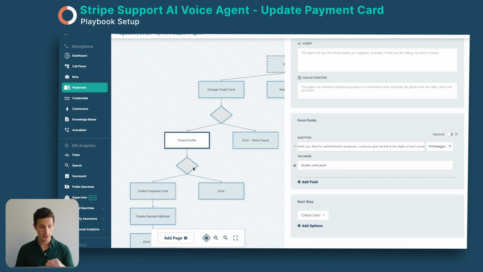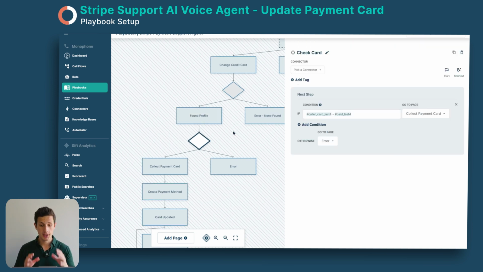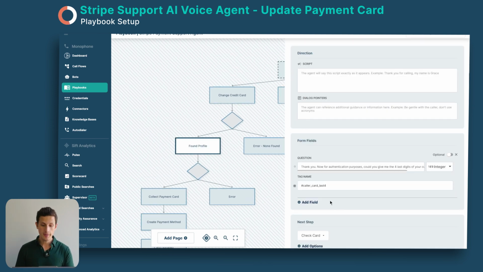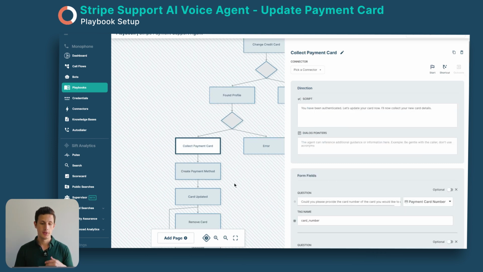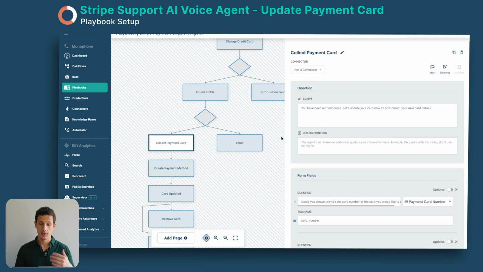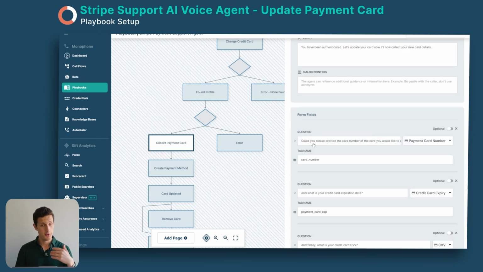And then we have a logic node again. As you can see here in this logic node, we're basically checking what we got from the caller in this tag against the tag we collected from Stripe. Does this card exist, or is the information correct? If yes, then we go on to this collect payment card. We'll collect the new payment card information from the caller.